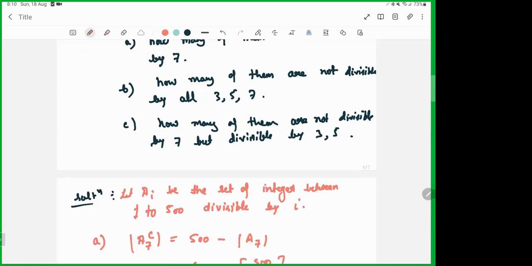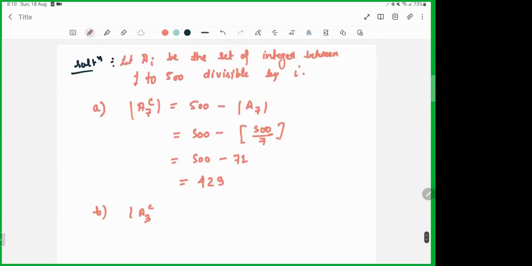A number n in this set should not be divisible by 3, also should not be divisible by 5, also should not be divisible by 7. So that means this number should lie in the complement of A3, also in the complement of A5, also in the complement of A7. So we want to find the cardinality of this set. Now just use the formula you know, the principle of inclusion and exclusion.